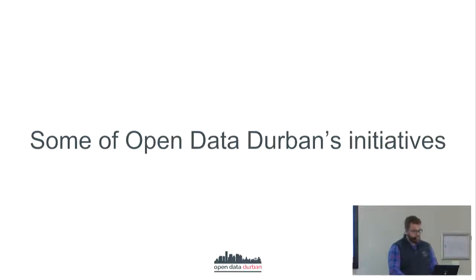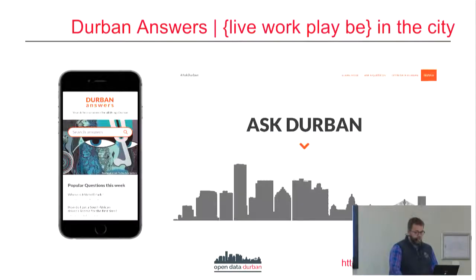So just to give you a little sense of some of the stuff we do, all of it cobbled together with Python as often as possible. This is a little application we're developing called Durban Answers. It's built off a Code for America project called Honolulu Answers, where if any of you have ever tried to navigate a government website in this country, you're often facing one hell of a journey. They're unwieldy, there's no guides, there's seldom a sitemap.